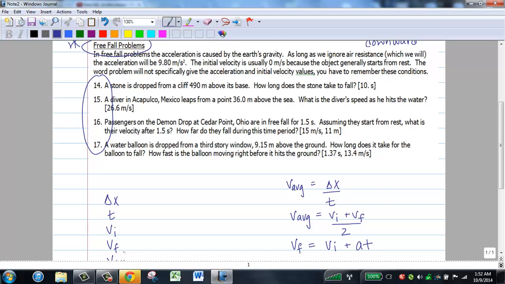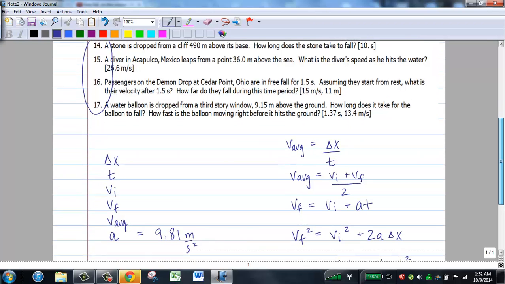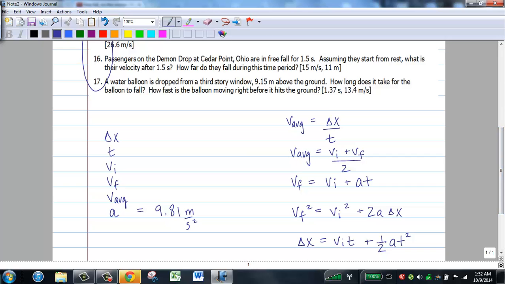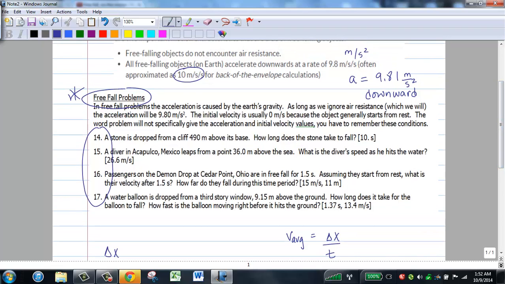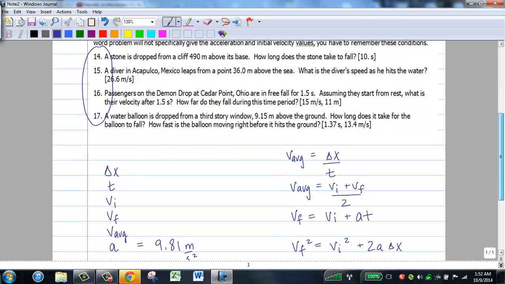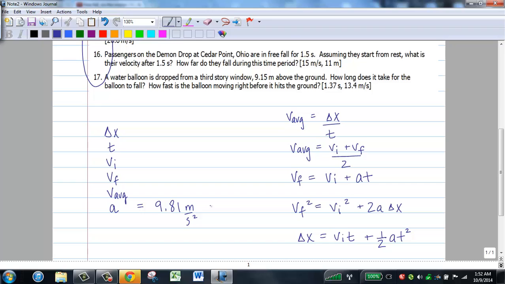Nowhere in those problems did it tell you that the acceleration was going to be 9.81 meters per second squared. But because those problems are in the free fall section, and because you know that when an object is dropped and it falls on Earth, it will always have the same acceleration, you get to put that number in even though it's not explicitly stated in the problem.